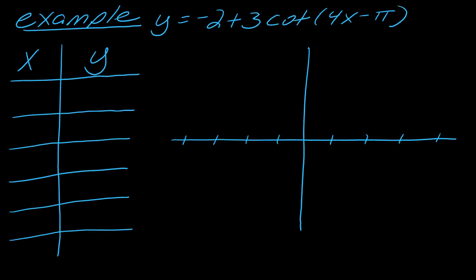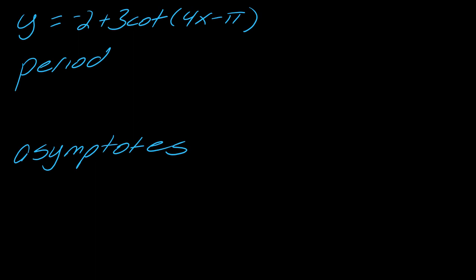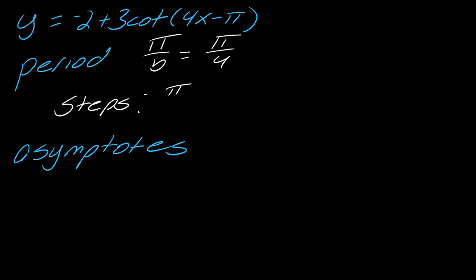So moving on, we've got y equals -2 plus 3 times cotangent of 4x minus pi. So once again, let's figure out what is the period here. So here, if I take pi divided by b, my bad, pi divided by b, that's going to be pi over 4. So then the steps that I'm going to take are going to be pi over 4 divided by 4, so that's going to be pi over 16. I cannot math right now.